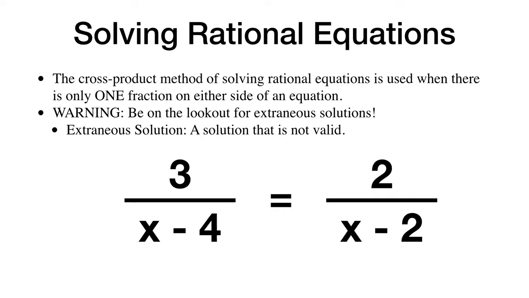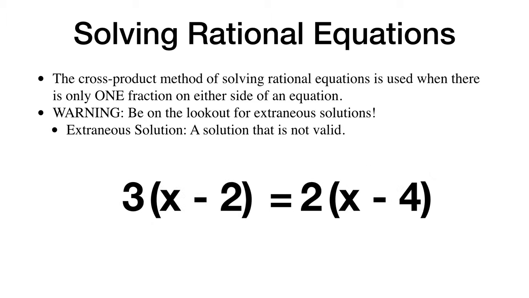3 over x minus 4 equals 2 over x minus 2. Please notice right here, there is only one fraction on either side of the equation. Okay. So, first thing we're going to do here is notice there are fractions. So, we are going to multiply the 3 with the x minus 2 and the 2 with the x minus 4, like that.